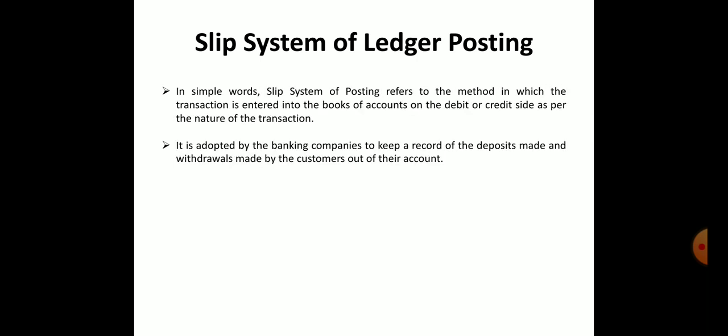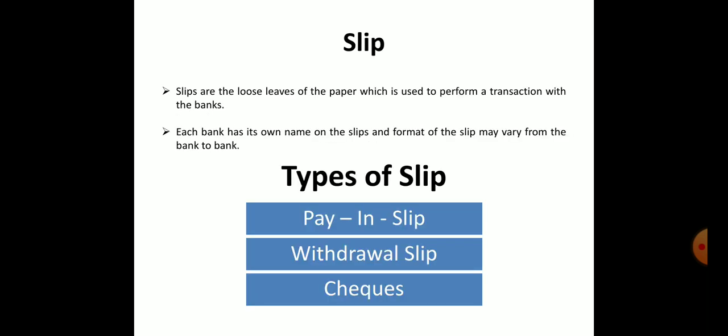So, in simple words, slip system of posting refers to the method in which the transaction is entered in the books of accounts on the debit and credit side as per the nature of the transaction. It is adopted by banking companies to keep a record of deposits made and withdrawals made by the customers out of their accounts.